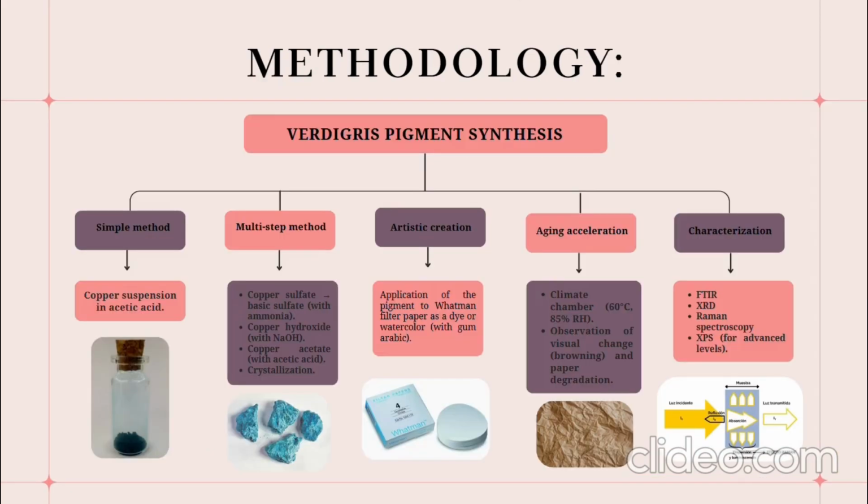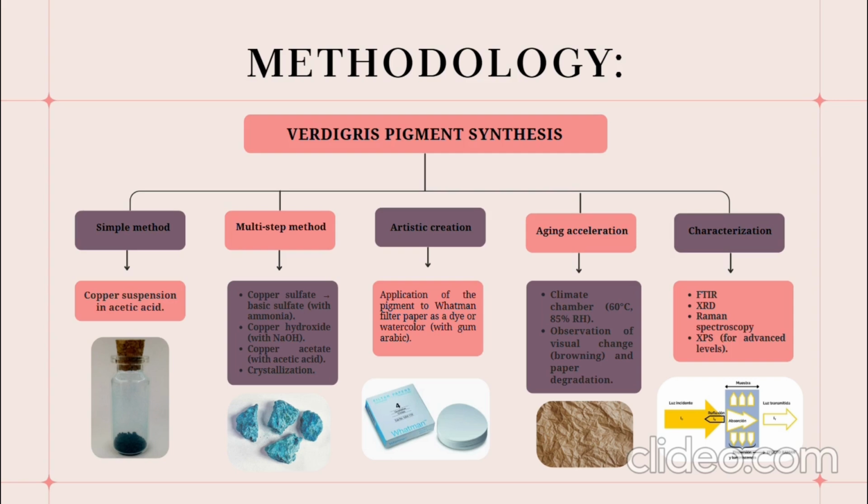Methodology. To carry out this study, five main stages were developed. 1. Verdigris pigment synthesis. Two synthesis methods were used. Simple method: metallic copper suspended in acetic acid in a sealed container, simulating a historical recipe. And multiple method: copper sulfate was transformed into copper hydroxide using ammonia and soda, and acetic acid was subsequently added to form crystalline copper acetate.